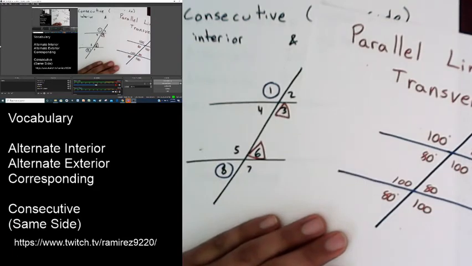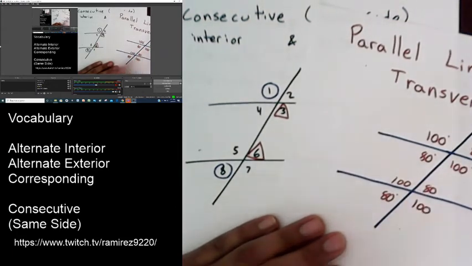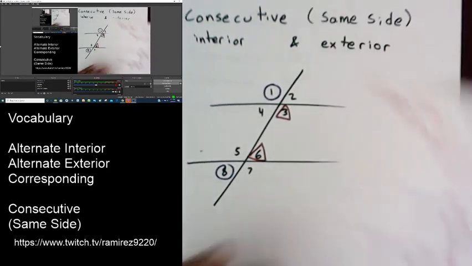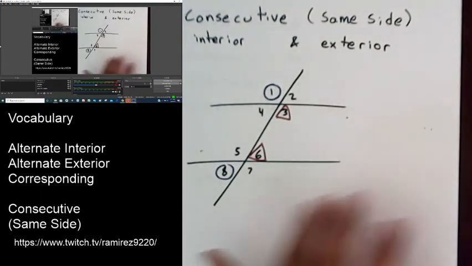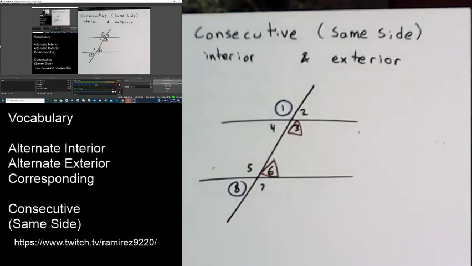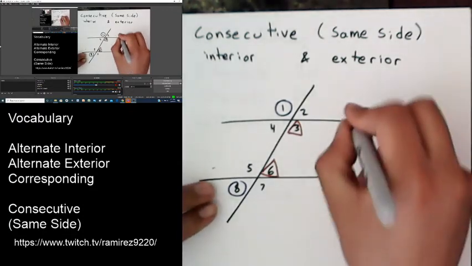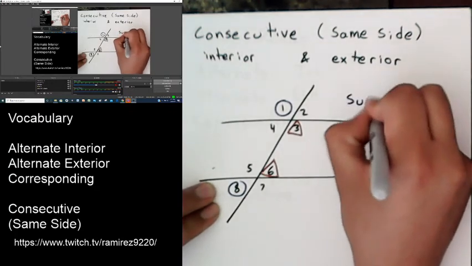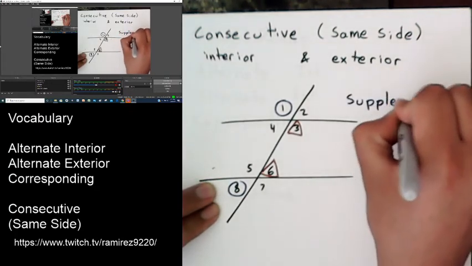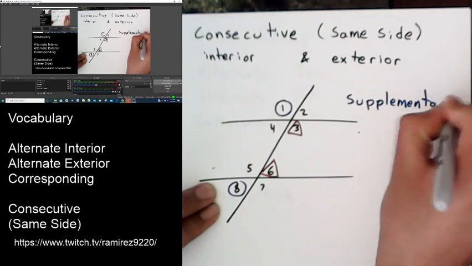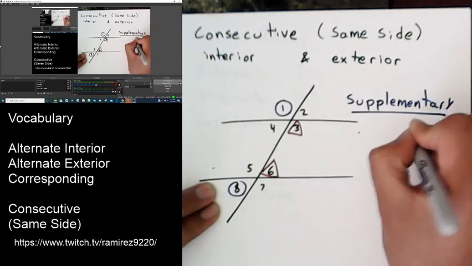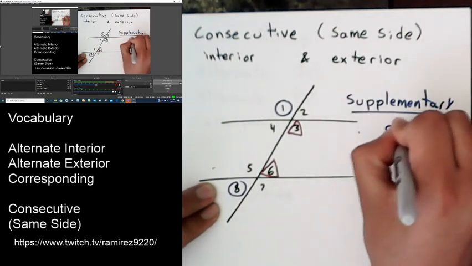But there is a relationship. 180 together gives me 180. 180 together gives me 180. Consecutive angles are the only one of these four pairs that are not congruent, but instead are supplementary. And remember that supplementary means that they add up to 180.